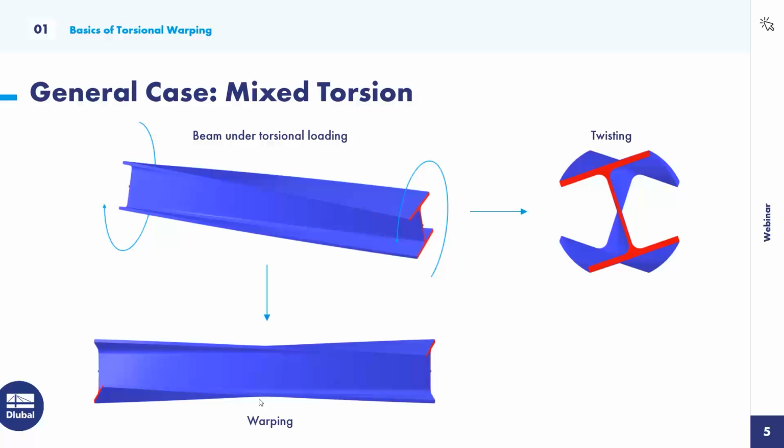torsional loading is mixed torsion, so it also needs to consider warping. In fact, there are many practical cases where we can neglect it without making a huge error, and we will talk about that today. But before we get into this, we want to discuss the main features of the two load-bearing mechanisms that are activated and shown here on the slide, so twisting and warping.